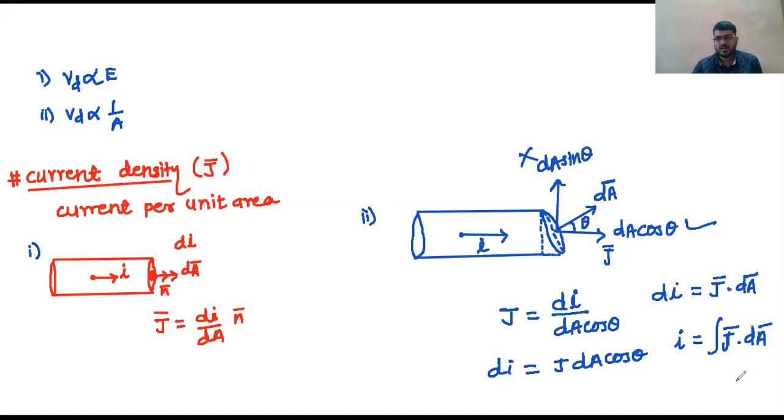Note down the next one. Now see here. Basically, what is the formula? J is equal to I by A. This is for uniform current and area of cross section, for uniform flow.